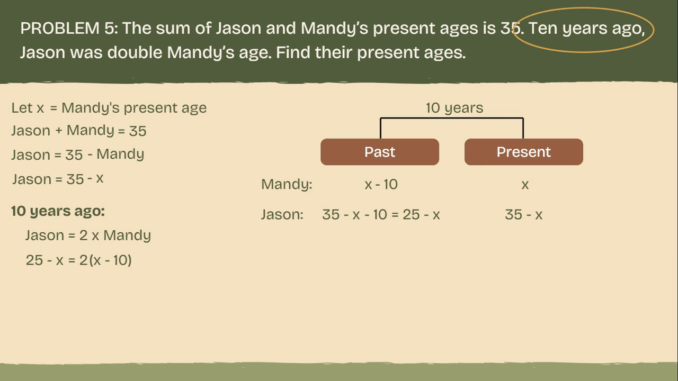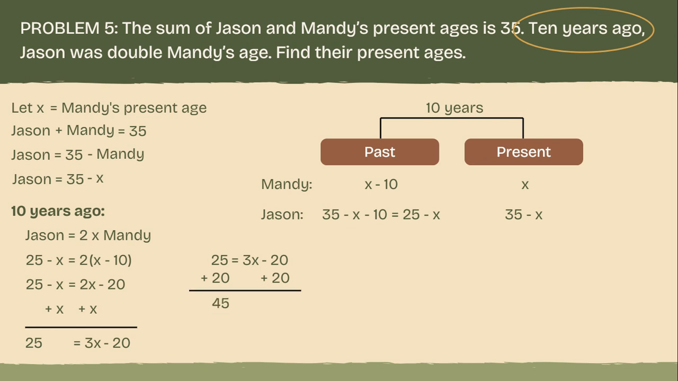x minus 10. Expanding the right side of the equation, we get 25 minus x equals 2x minus 20. Adding x to both sides gives 25 equals 3x minus 20. Then, adding 20 to both sides gives 45 equals 3x, and dividing by 3 gives 15 equals x. So at present, Mandy is 15 years old, while Jason is 35 minus 15, or 20 years old.